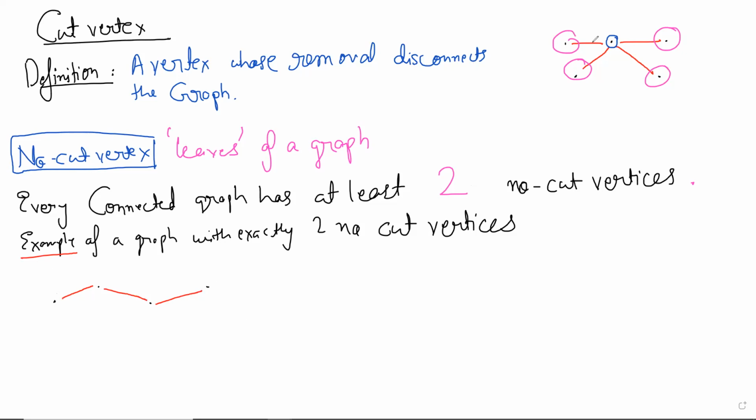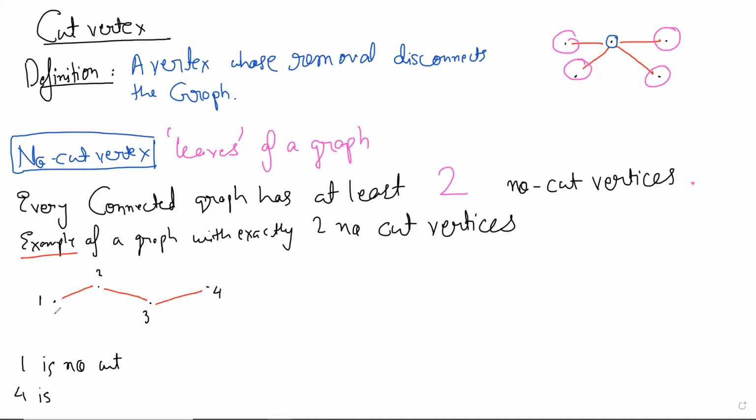Maybe I should be careful here. I'll just label the vertices 1, 2, 3, 4. 1 is no cut and 4 is no cut. Now there is no such thing as saying 1 comma 4 is no cut. No cut vertices are always one at a time. Something is no cut only one vertex at a time.